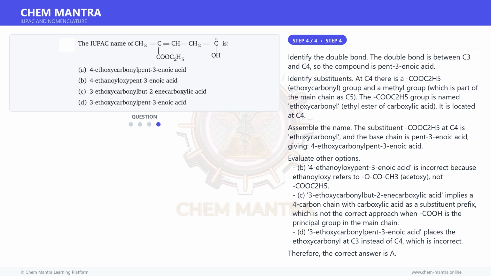B. 4-ethanoyloxy pent-3-enoic acid is incorrect because ethanoyloxy refers to O-COCH3, acetoxy, not COOC2H5. C. 3-ethoxycarbonylbut-2-enoic acid implies a 4-carbon chain with the carboxylic acid as a substituent prefix, which is not the correct approach when COOH is the principal group in the main chain. D. 3-ethoxycarbonylpent-3-enoic acid places the ethoxycarbonyl at C3 instead of C4, which is incorrect.